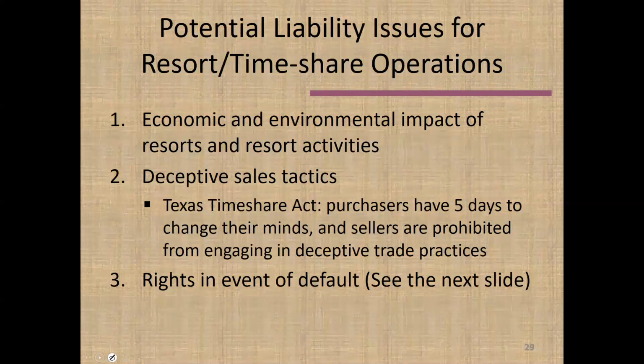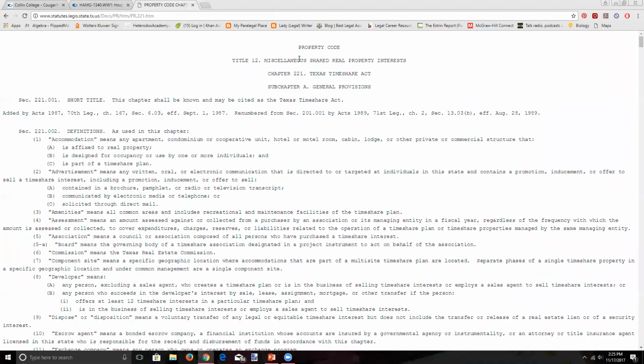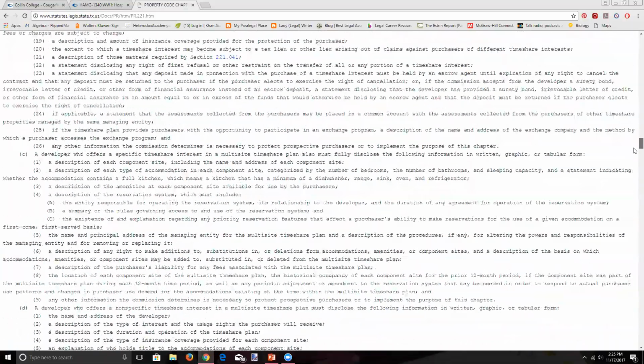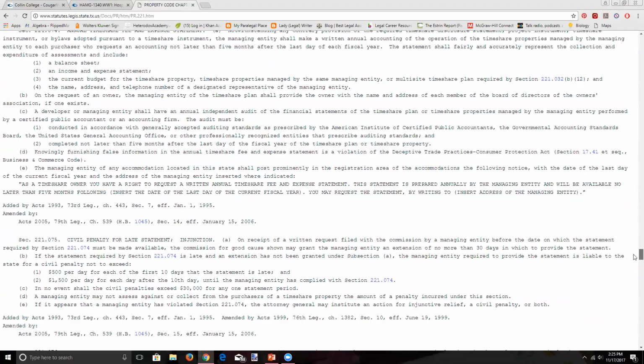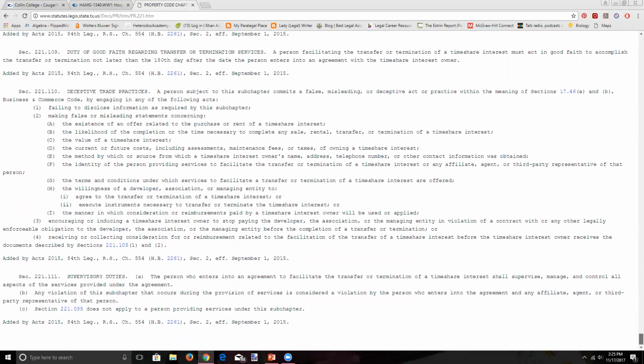This is some protection to the consumer. This is perceived as an area where the consumer might be especially vulnerable. Let me just show you what the statute looks like. Here we have it. It is in the property code, and it's called the Texas Timeshare Act. Again, I'm just going to show you. It's obviously a very detailed statute with lots of different provisions, kind of beyond the scope of this course to see all the details. But the important thing here is that it puts duties and responsibilities.